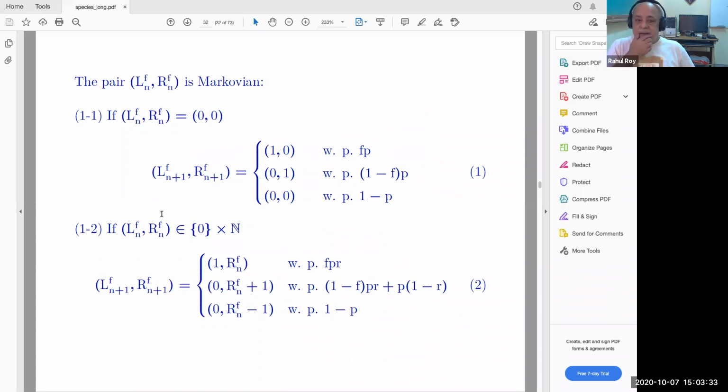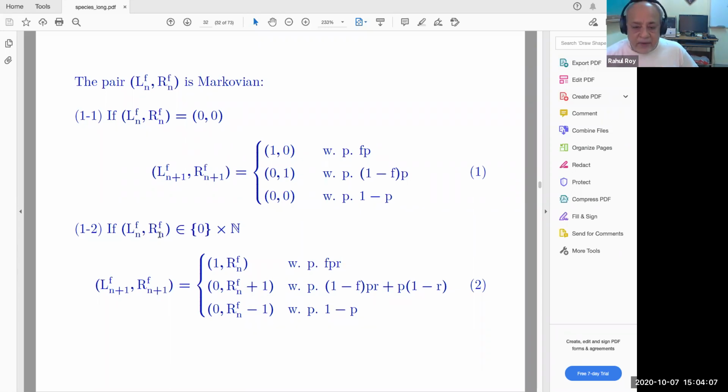This pair L_n(F) and R_n(F) is Markovian. I will spell it out fully here. If you start from empty, if (L_n(F), R_n(F)) is (0,0), then there could be an individual born with a fitness less than F, which has probability Fp. There could be an individual born with a fitness bigger than F, which is (1-F)p. Or there could be a death, but because it's (0,0), it doesn't change anything. It just remains (0,0) with probability 1-p.